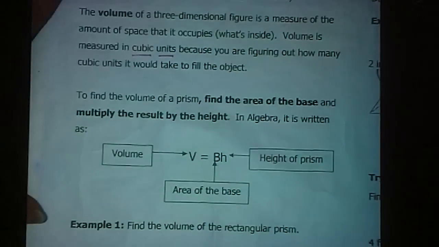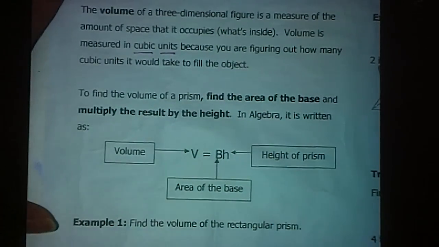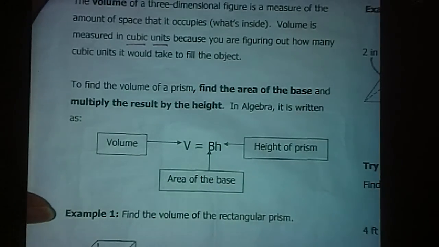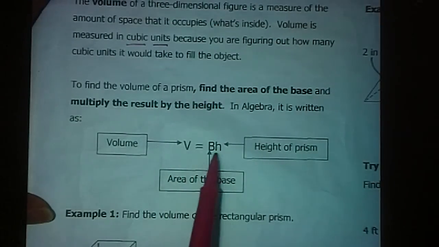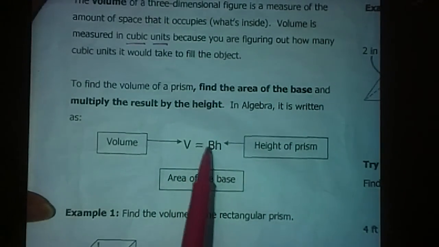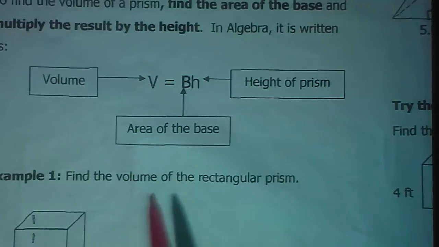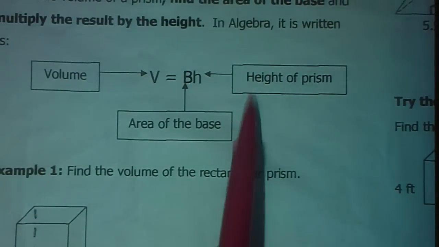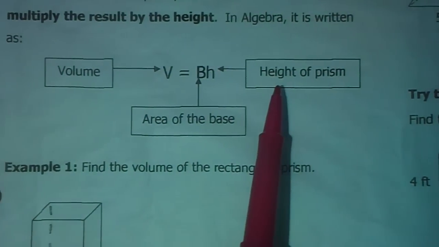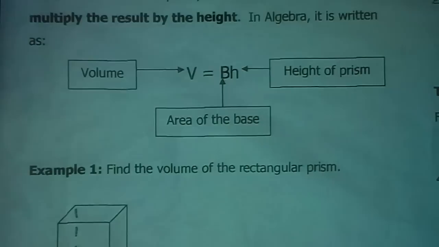To find the volume of a prism, any prism, you're going to first find the area of its base and then multiply it by how tall it is. So in algebra, this is the official formula that you're going to see. V for volume. Now be careful, because right here you'll notice there's a capital B. That represents the area of the base, the entire area of the base, and then you're multiplying by H, the height of the prism.